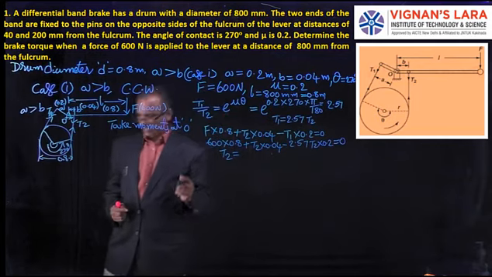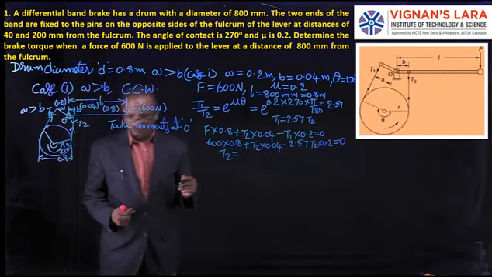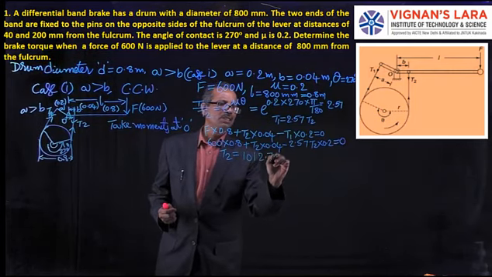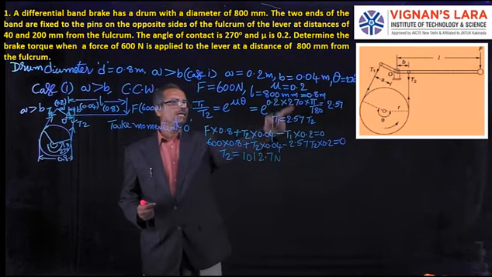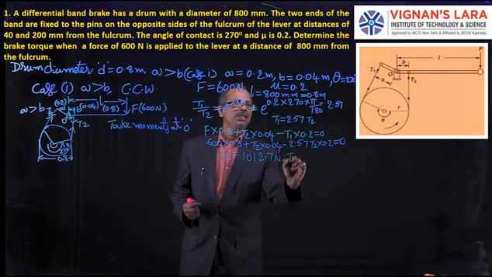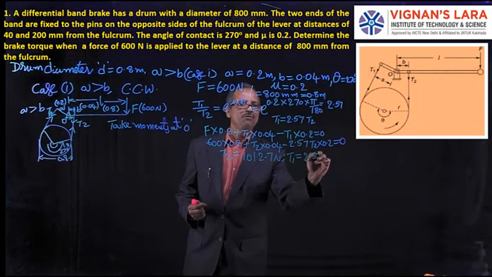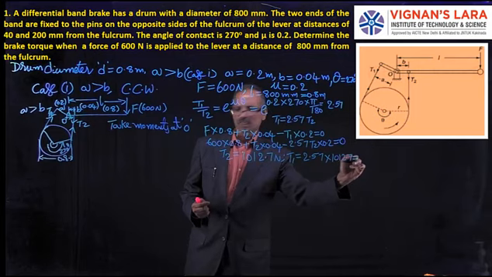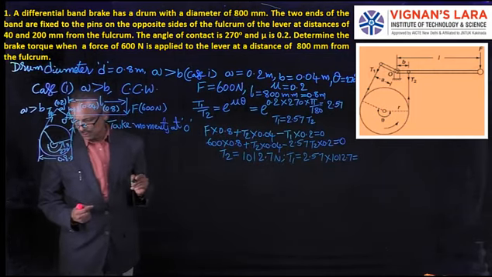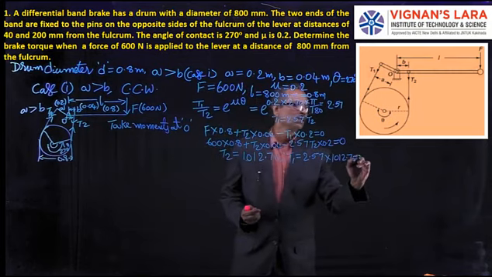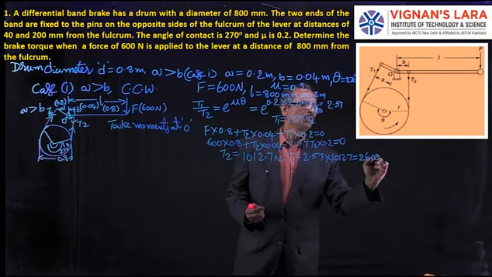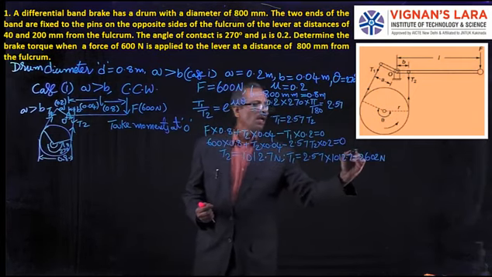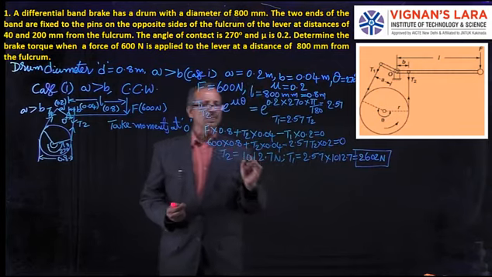By solving that equation, I get the value of T2. So by solving this, you get T2 as 1012.7 newtons. And you have a relation between T1 and T2, then T1 is equal to 2.57 into T2, that is 2.57 into 1012.7. So it gives 2602 Newton. So T2 is obtained and T1 is obtained.